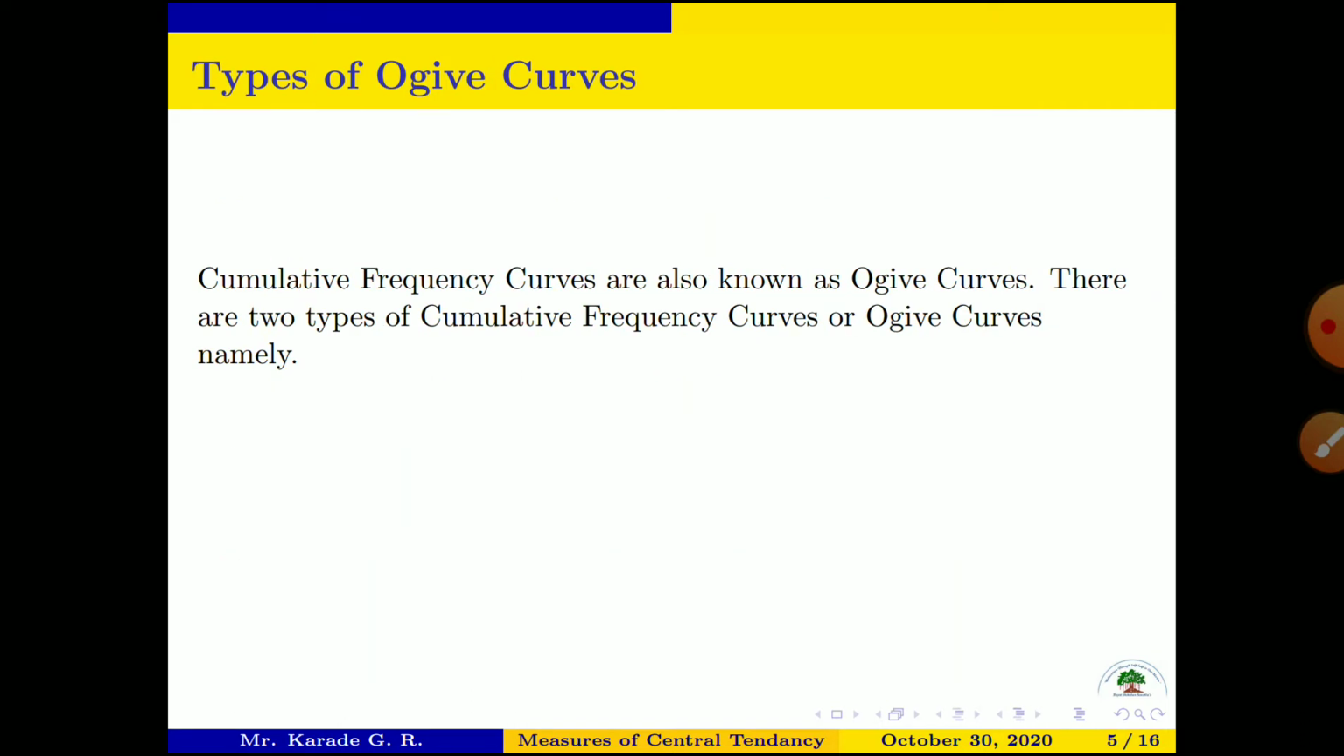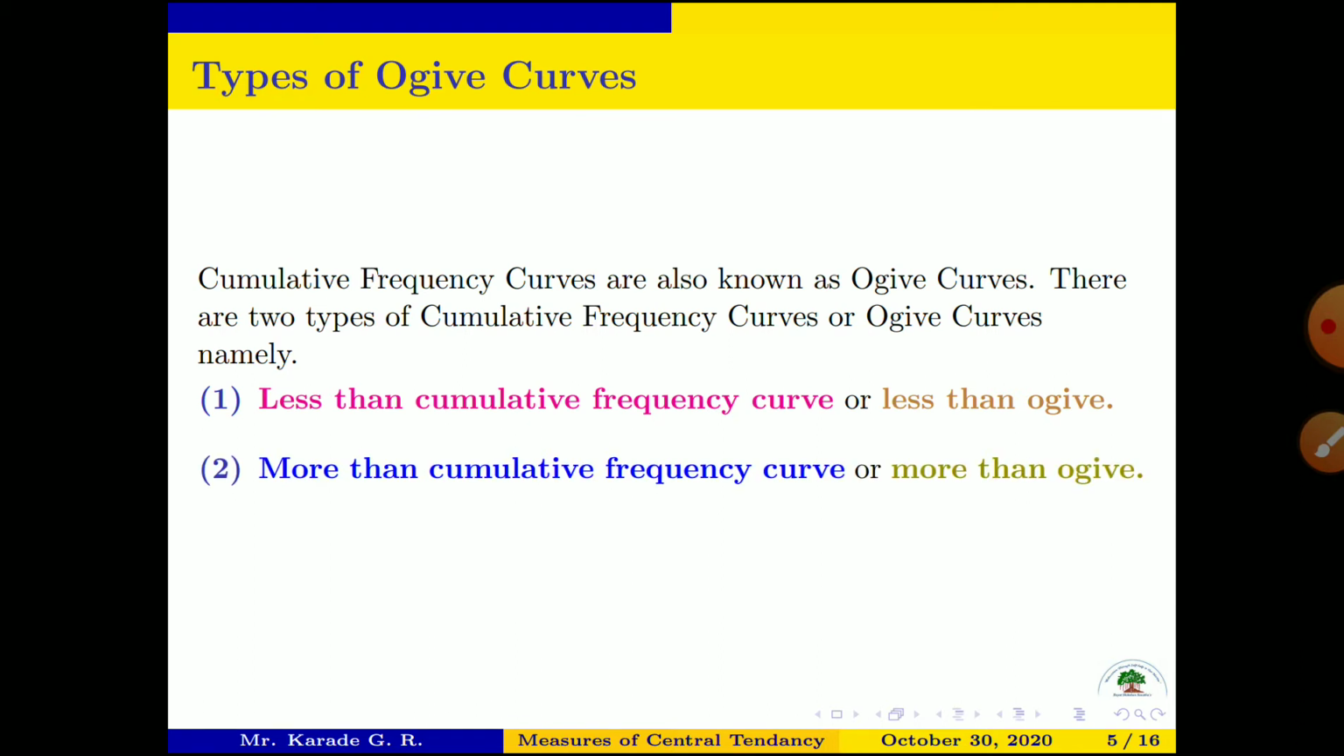Types of Ogive curves. Cumulative frequency curves are also known as Ogive curves. There are two types of cumulative frequency curves or Ogive curves, namely the less than cumulative frequency curve or less than Ogive, and the second type, the more than cumulative frequency curve or more than Ogive. In the last lecture, we saw how to find the less than cumulative frequency curve. Now in this lecture, we see how to construct the more than cumulative frequency curve.